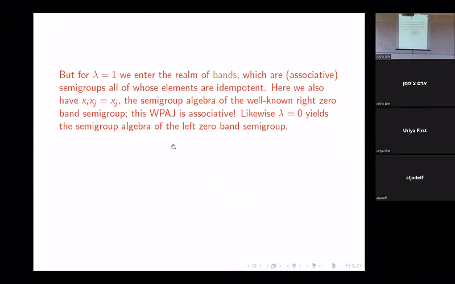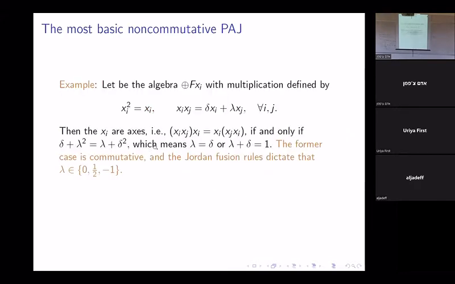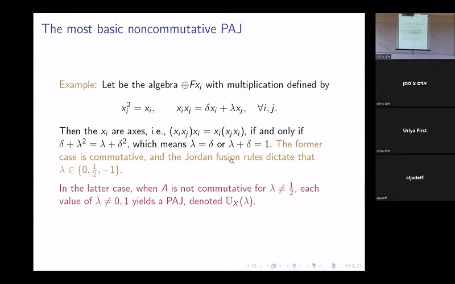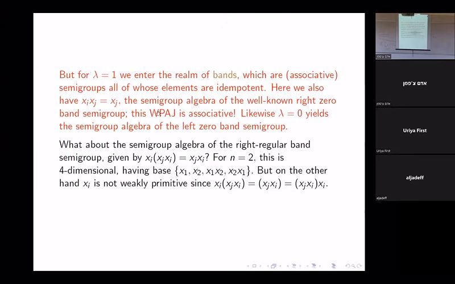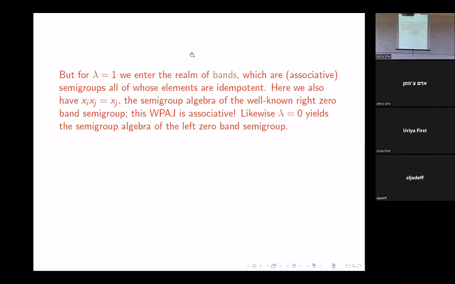For lambda equals 1, I didn't say these have to be not 0 or 1. I mean, they can be, but then you won't get the fusion rules. You lose the fusion rules. Why? Because with lambda equals 1, we get a left nilpotent band: AB equals B. So A is not primitive, and B equals A. So it's the left band. So suddenly we have the left band.